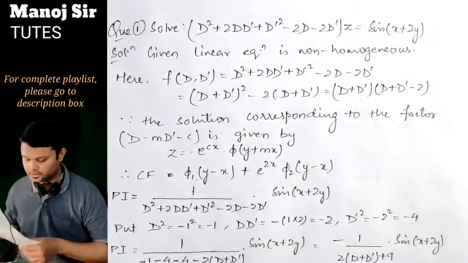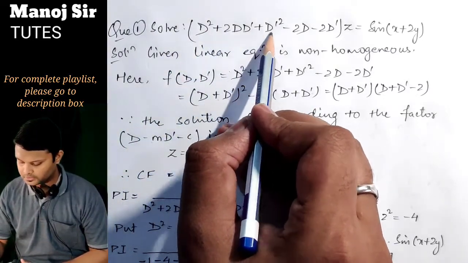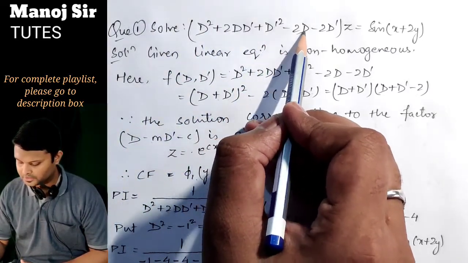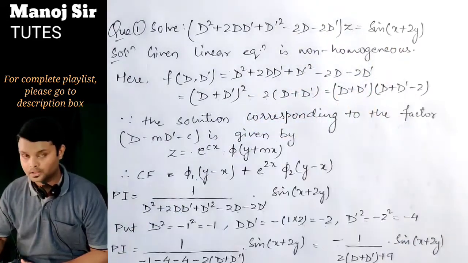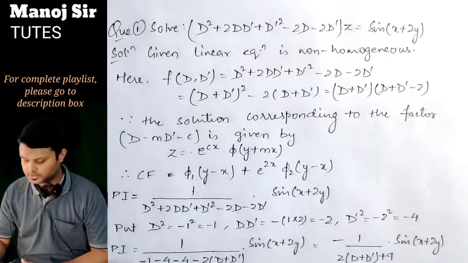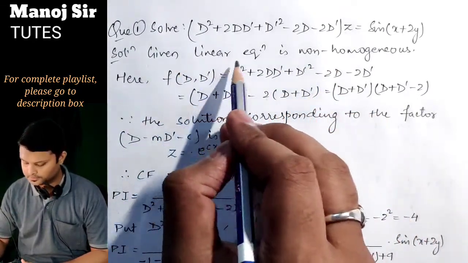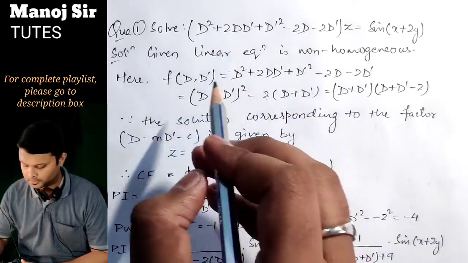So let us come to the first problem, that is solve D square plus 2DD dash plus D dash square minus 2D minus 2D dash into z equals sine of x plus 2y. Very good question. The given linear equation is non-homogeneous, that we have discussed.